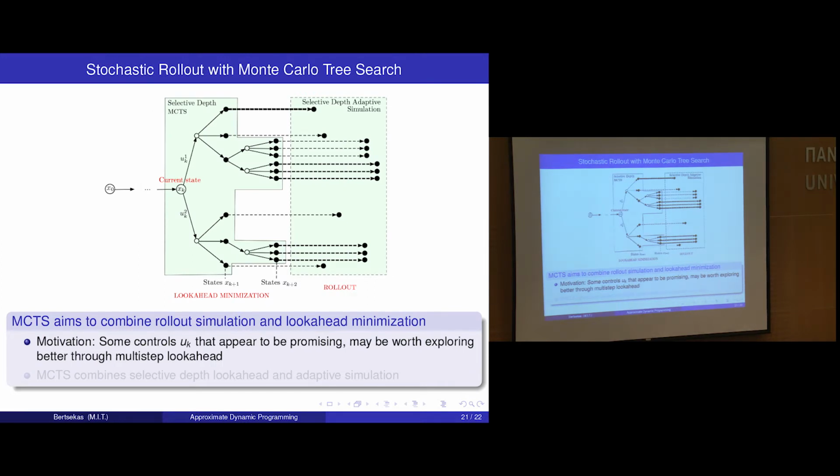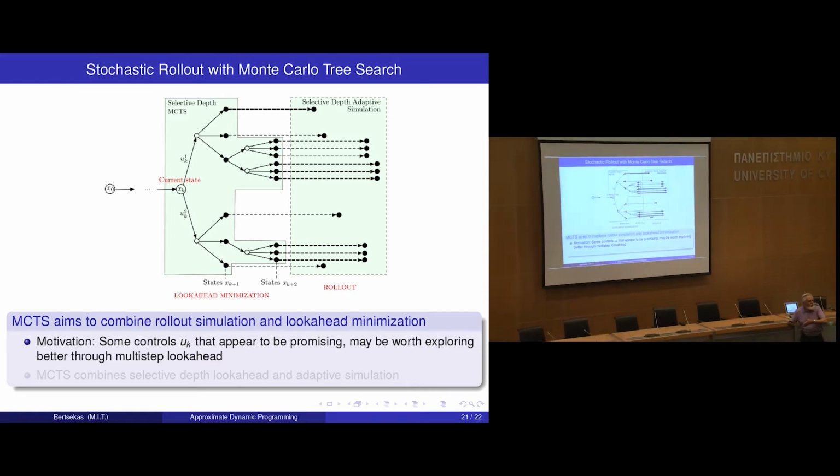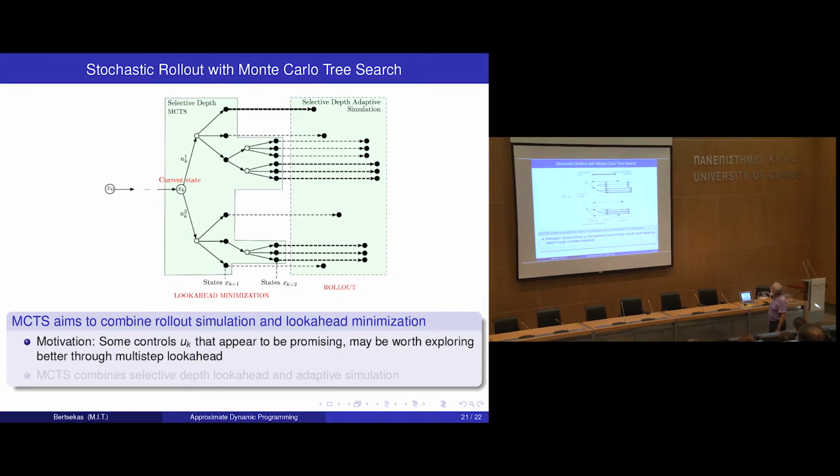Okay, now here's a further enhancement of this idea of rollout, which is called Monte Carlo tree search. It's receiving a lot of publicity these days. Again, we have to compute a control at the current state, and we do this by minimization over a horizon, and then by rollout to approximate the terminal cost. However, in addition to doing adaptive simulation based on the results of the calculation, you maybe want to explore further the potential of some of the controls that appear to be promising through multi-step look-ahead. You may have several candidates, we're not quite sure which one to choose, and then you may want to push them forward in a multi-step look-ahead to make a better decision.